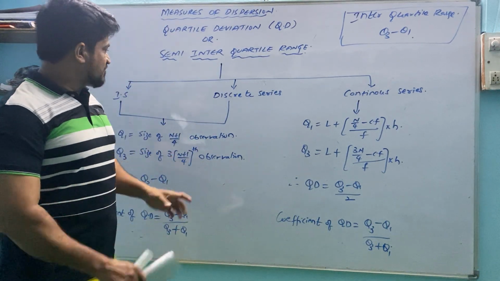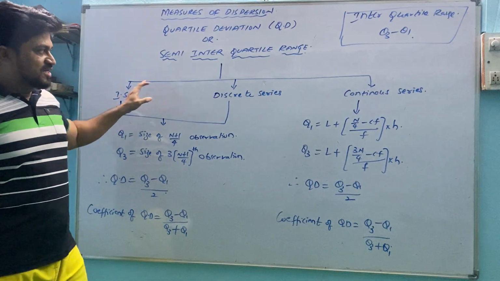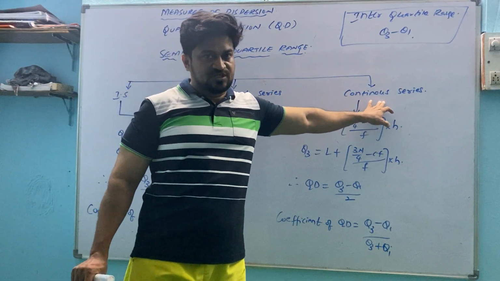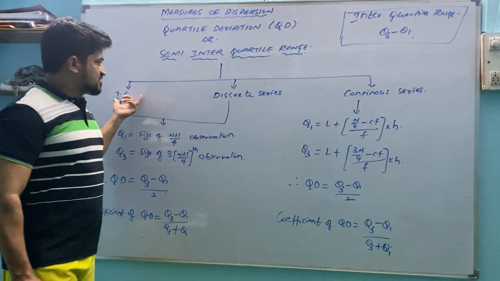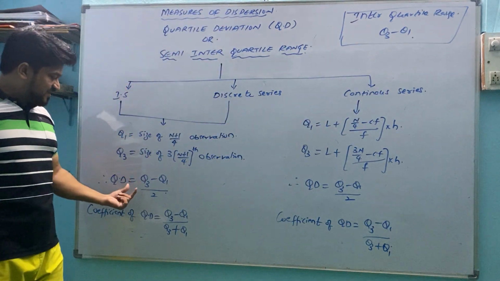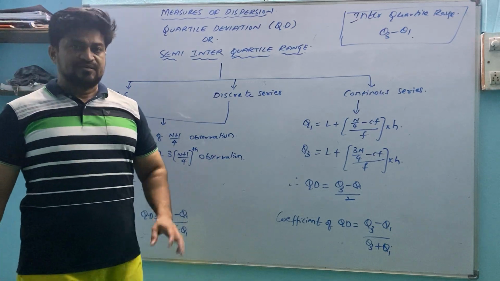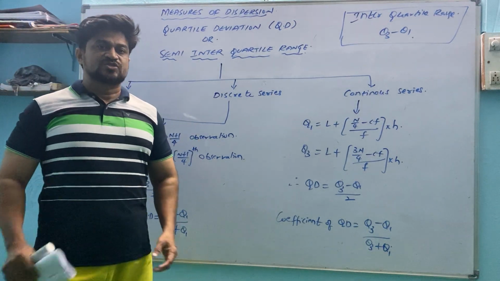To find quartile deviation, we already have three types of questions. One is individual series, second is discrete series, third is continuous series questions. In individual series questions, to find quartile deviation, we need Q3 and Q1 values, which we have already done in measures of central tendency.